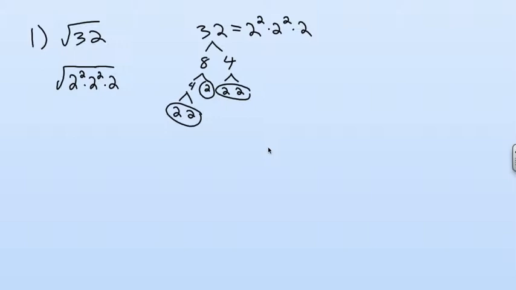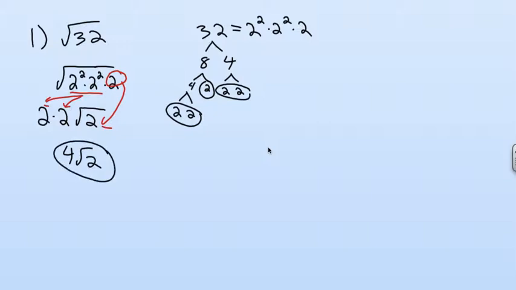Okay, so then taking the square root of 2 squared gets me 2 for both of those, and the one that doesn't have a squared stays in, okay? So that one stays in, these other two turn into my little individual 2's there, and I get 4 times the square root of 2. Okay, that's it for the first one.